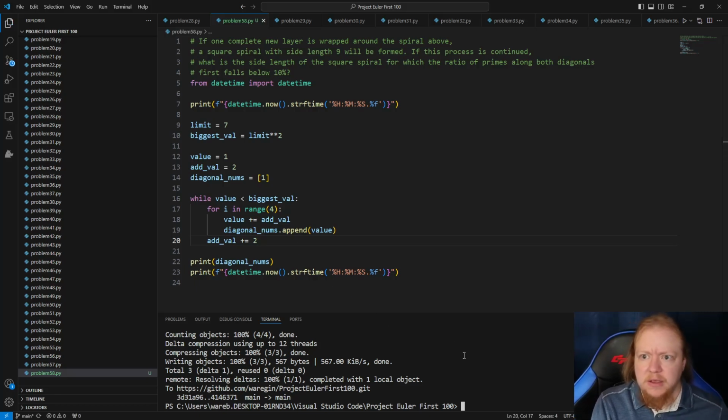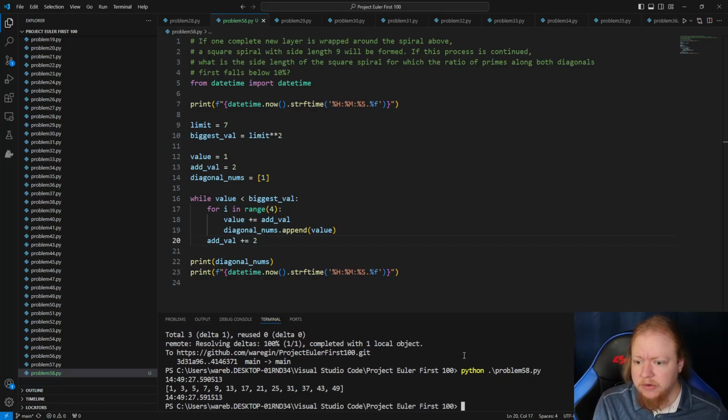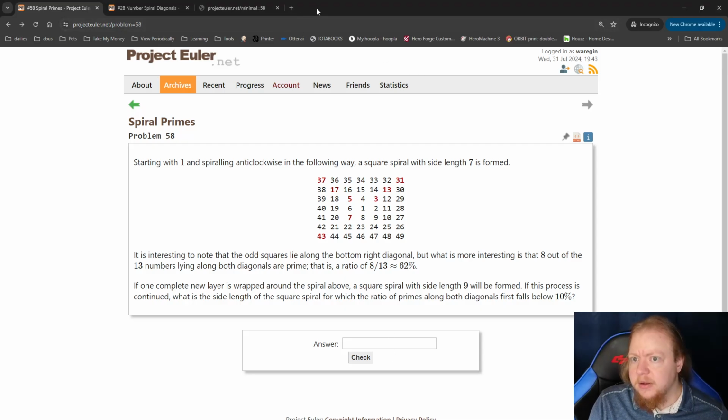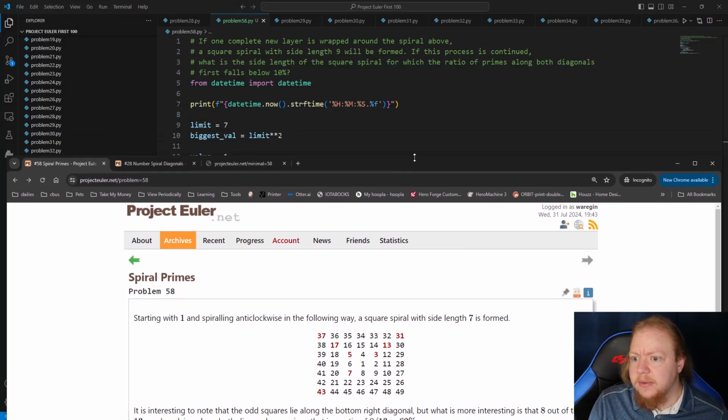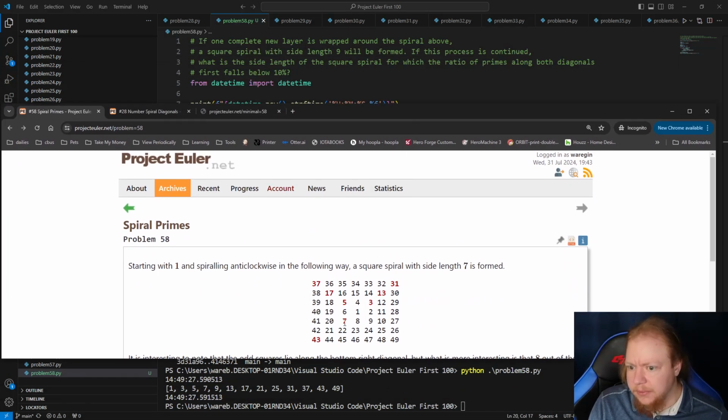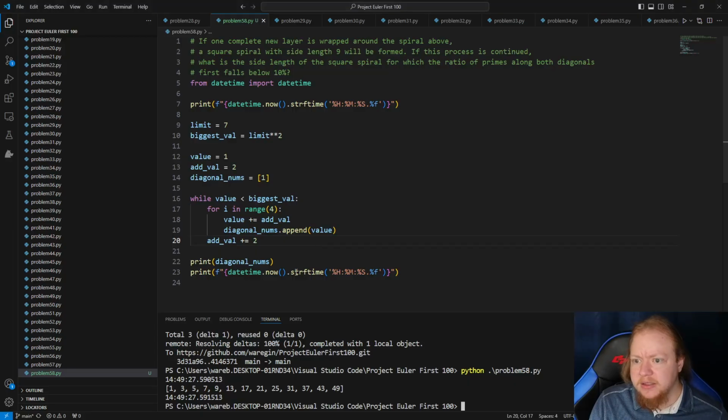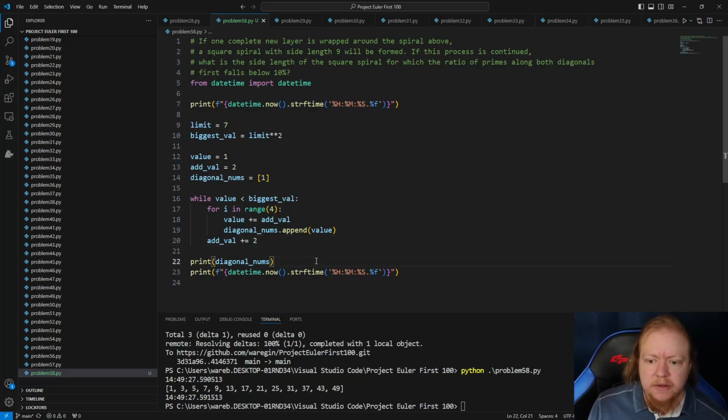So let's see if this gives us the correct list. Because if it does, it should then be trivial to finish off with the rest of it. Okay, so here we've got 1, 3, 5, 7, 9. There we go. 1, 3, 5, 7, 9, 13, 17, 21, 25, 31, 37, 43, 49. Okay, so we proved out the concept that we can find the numbers that find these diagonal numbers.